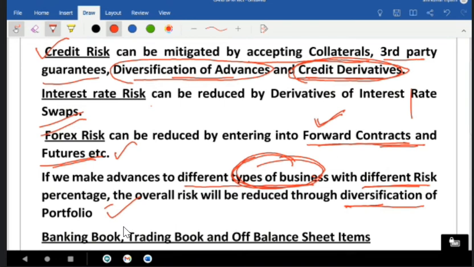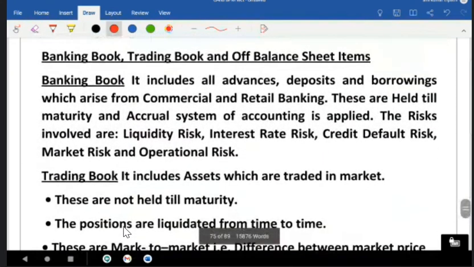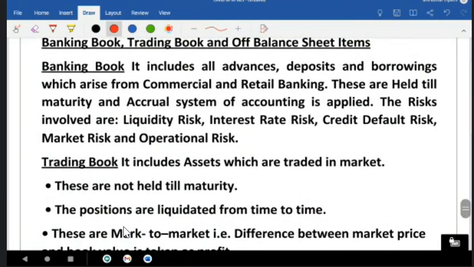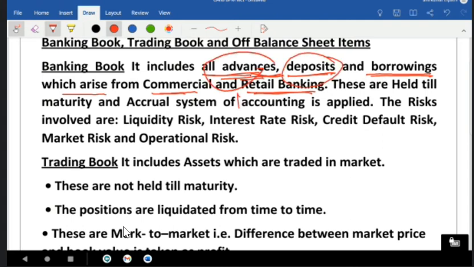Now moving ahead, there are also the banking book, trading book, and off balance sheet items. Banking book is nothing but all advances, deposits, and borrowings which arise from commercial and retail banking. Keep in mind, the banking book includes all advances, deposits, and borrowings arising from commercial and retail banking. Those who are working in a bank must know the advances, term deposits, fixed deposits, which come under deposits and advances. Then you give housing loans, gold loans, agriculture loans, many loans, cow loans, goat loans, all agriculture.